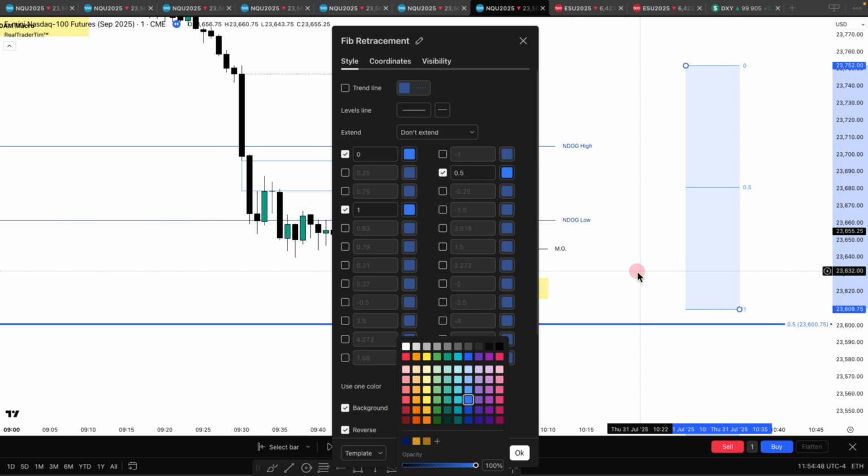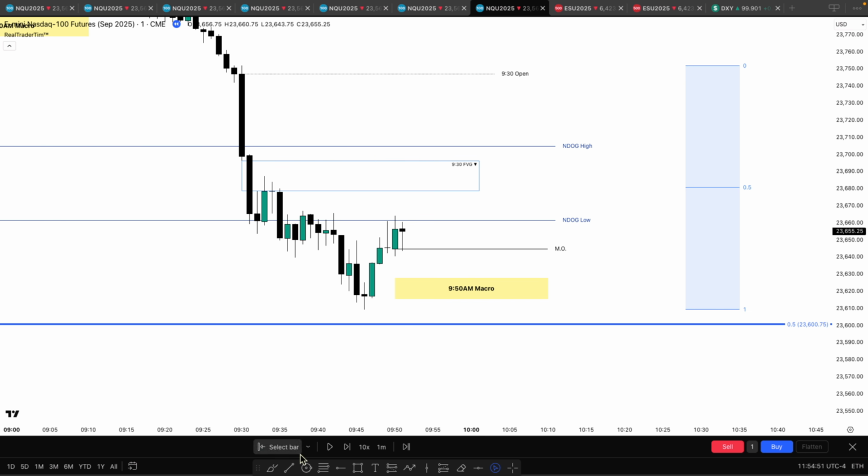We'll put a nice blue on there. This low and this high formed right at 930. We can see that above equilibrium here, this is a premium. So we want to see price go up there and trap longs.